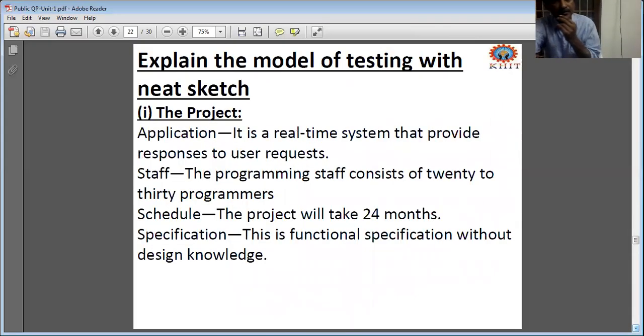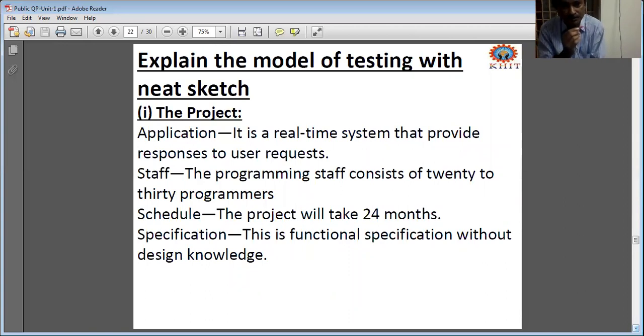Explain the model of testing with its sketch. The next question is model of testing. It's also very important. The project application is a real-time system that provides responses to user requests.